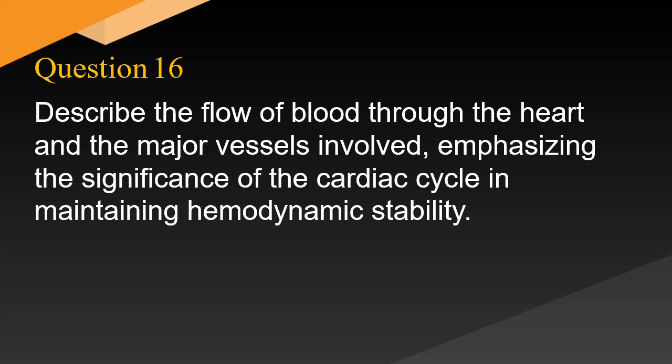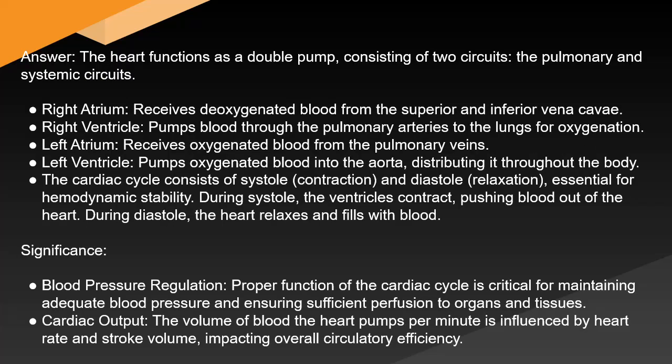Describe the flow of blood through the heart and the major vessels involved, emphasizing the significance of the cardiac cycle in maintaining hemodynamic stability. Answer: the heart functions as a double pump consisting of two circuits, the pulmonary and systemic circuits. Right atrium receives deoxygenated blood from the superior and inferior vena cava. Right ventricle pumps blood through the pulmonary arteries to the lungs for oxygenation. Left atrium receives oxygenated blood from the pulmonary veins. Left ventricle pumps oxygenated blood into the aorta, distributing it throughout the body.